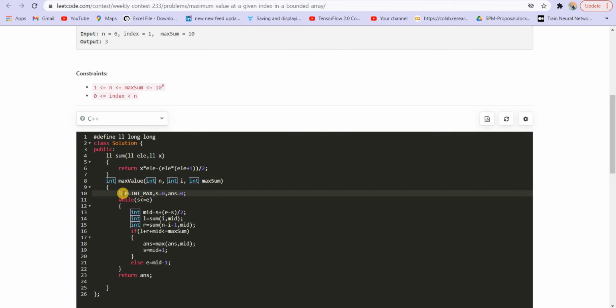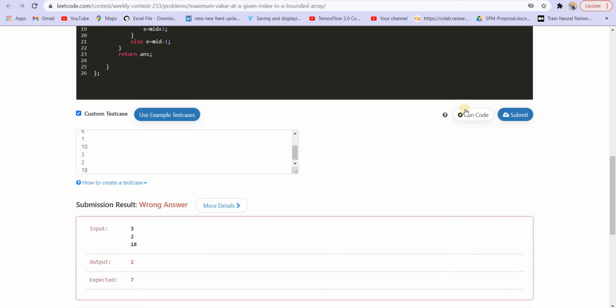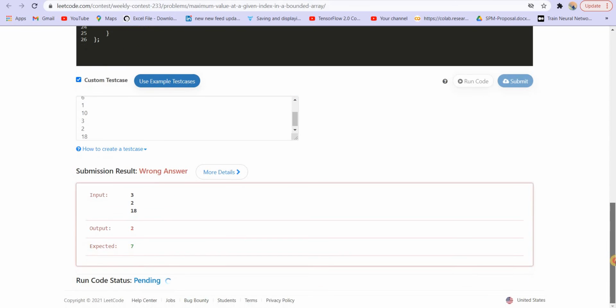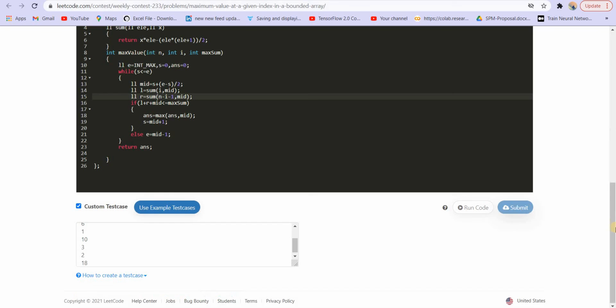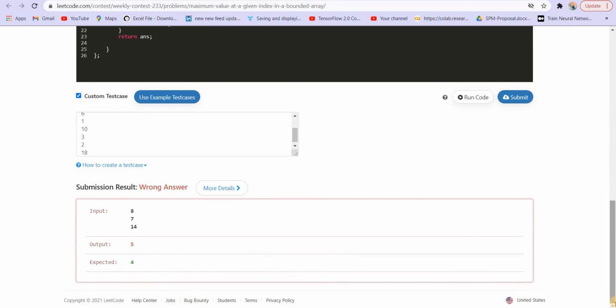Here also. Let us see if it is working now. Correct answer. Submit. Wrong answer. Output is 5. It should be 4. Nice. Damn.